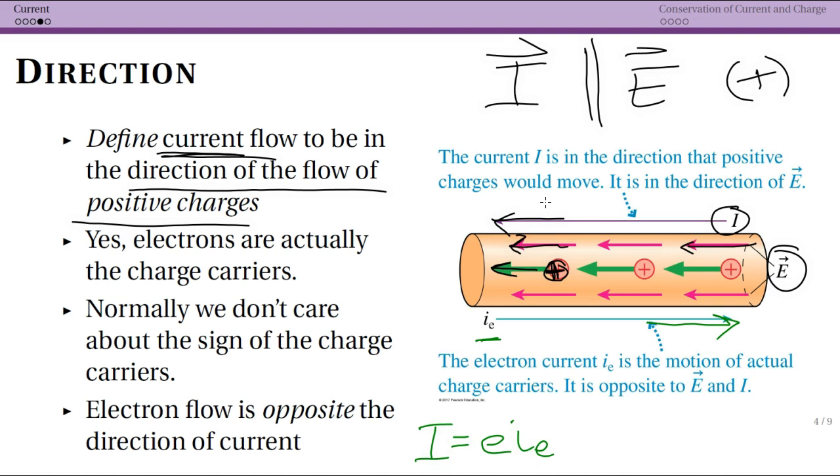So for this class, and again, there's a chance that this is different from how you've learned it in the past, we take positive current, the direction of current flow, to be in the direction that positive charges would be going, and we know that that actually corresponds to electrons going the opposite direction.